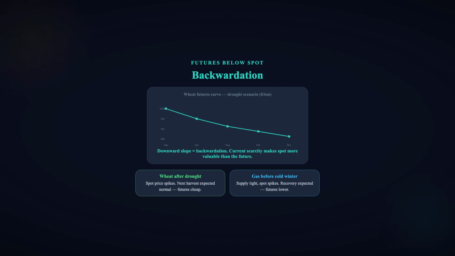Another example, energy crises. When natural gas storage falls dangerously low before a cold winter, spot prices spike. The curve inverts into backwardation because the market expects supply to recover once the season passes. Backwardation signals current scarcity. Contango signals current abundance.